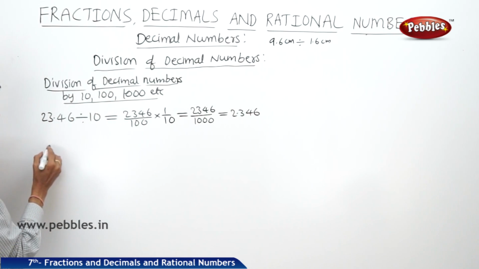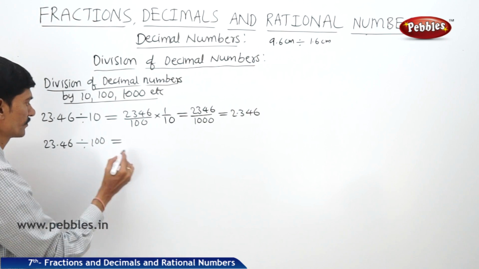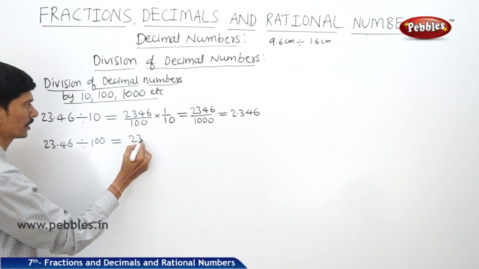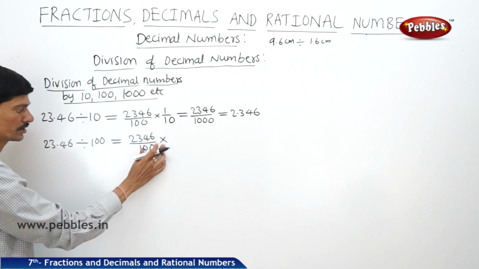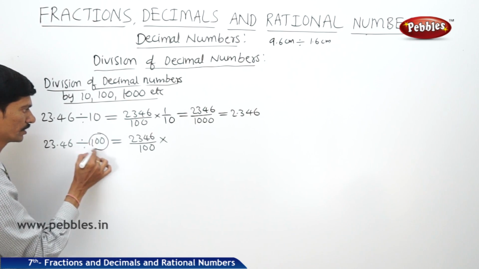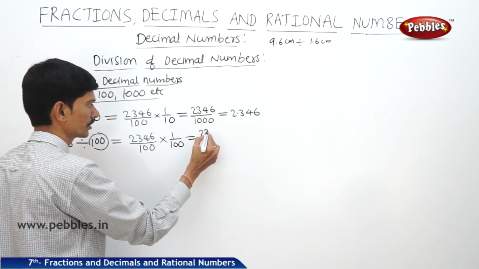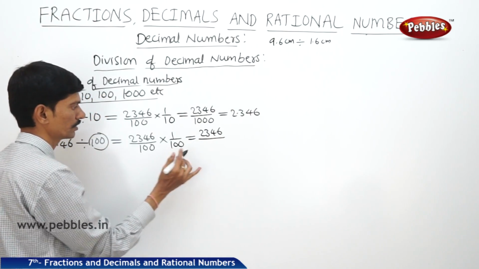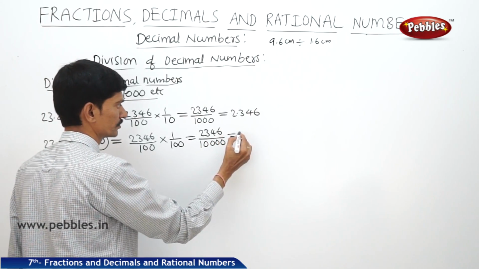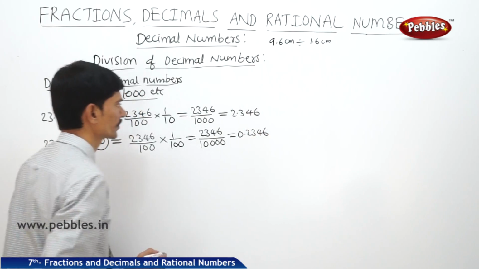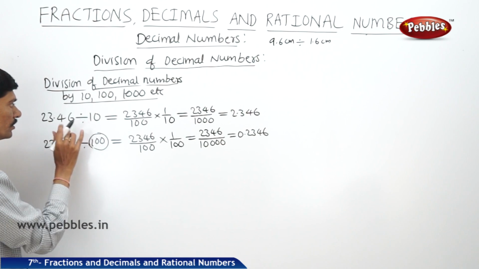2.346. Now when you divide 23.46 by 100, so this equals to, now 23.46 can be written as 2346 by 100, and this division is changed as multiplication, then we have to write the reciprocal of 100, that is 1 by 100. Now this equals to 2346 by 100 into 100, 10,000. Then we write this as 0.2346.